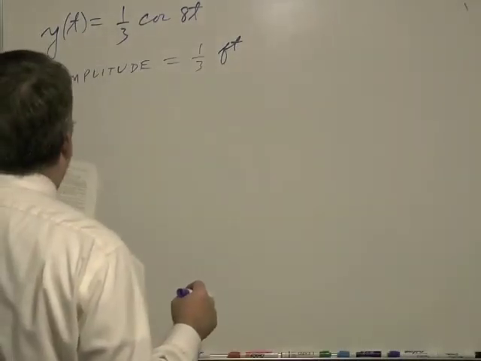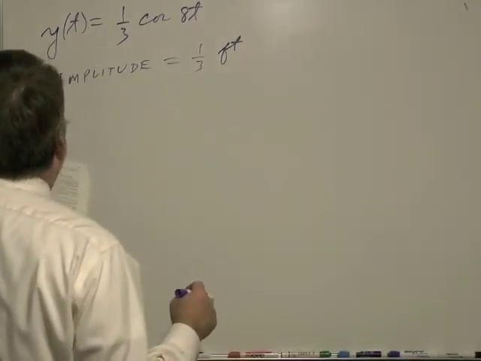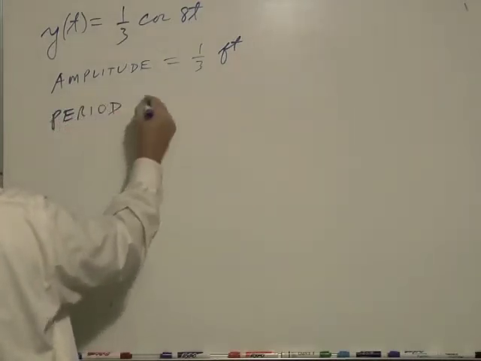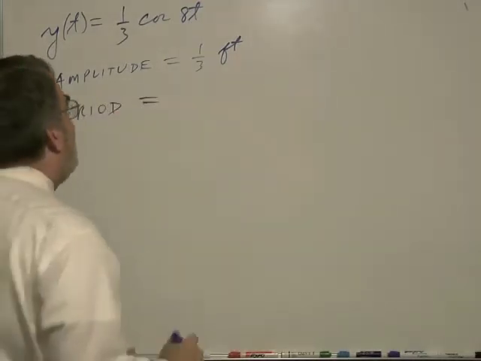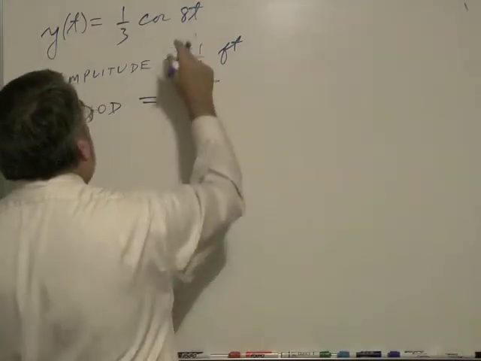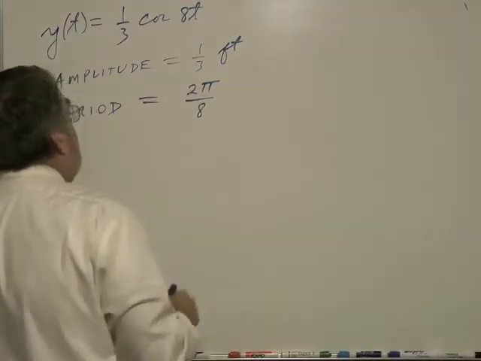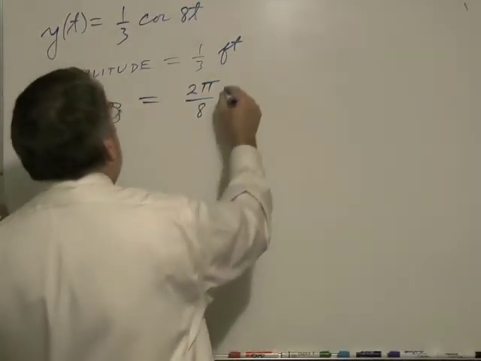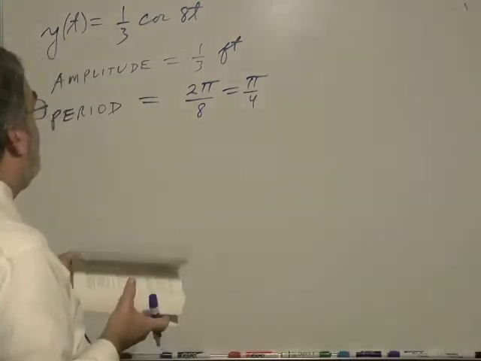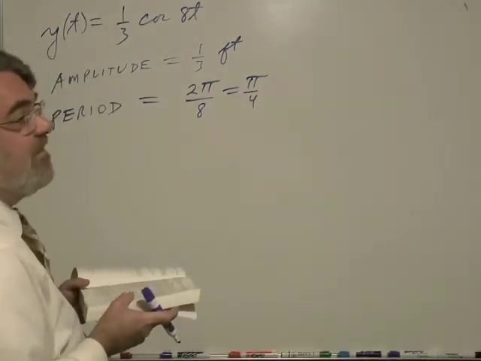And the period, you remember how to figure period? It's 2 pi divided by the coefficient, in this case 8. So this is pi over 4. And period is in seconds.